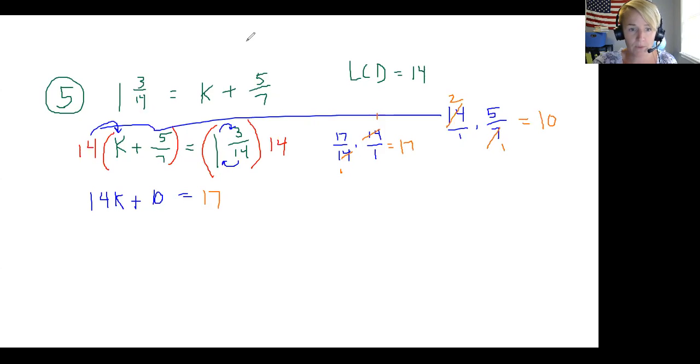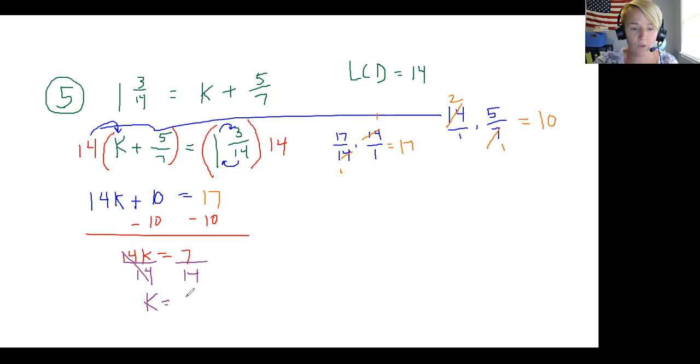Now, at this point, we want to get rid of this plus 10, so that's a minus 10 to both sides. That's going to leave me with 14k equals 7. Okay, 14k equals 7. Now 14k is the same as 14 times k. We know that the inverse of times is divided by, so I want to say 14k divided by 14. That's going to leave me with k equals 7 over 14. Now I should know to reduce this. 7 over 14 is the same as 1/2. Okay, so this is what I'm going to end up with here.